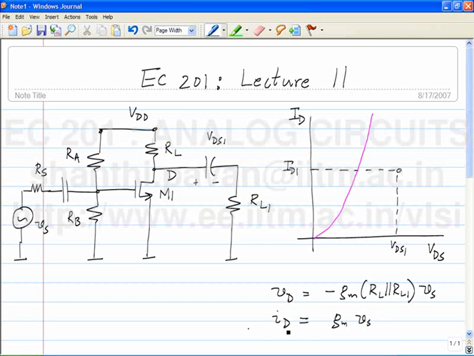So clearly the change in the drain current, which is the small ID, is related to the change in the drain source voltage, which is the small Vd, by a straight line. And what is the slope? Minus 1 over RL parallel RL1. So you get some kind of straight line like this.